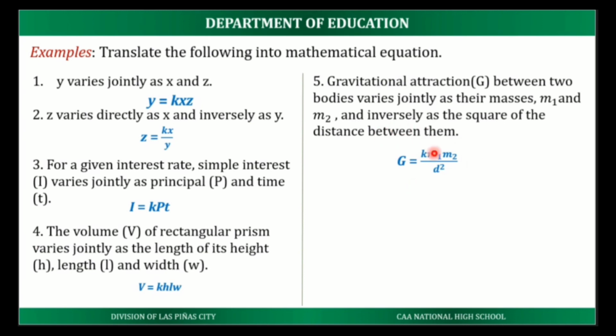Okay, number 5. Na-reveal ko na yung tamang sagot. So, gravitational attraction G between two bodies varies jointly as their masses, m sub 1 and m sub 2, and inversely as the square of the distance between them. So, number 5 is an example of combined variation. So, the mathematical equation for number 5 is G is equal to K m sub 1, m sub 2 over D squared.